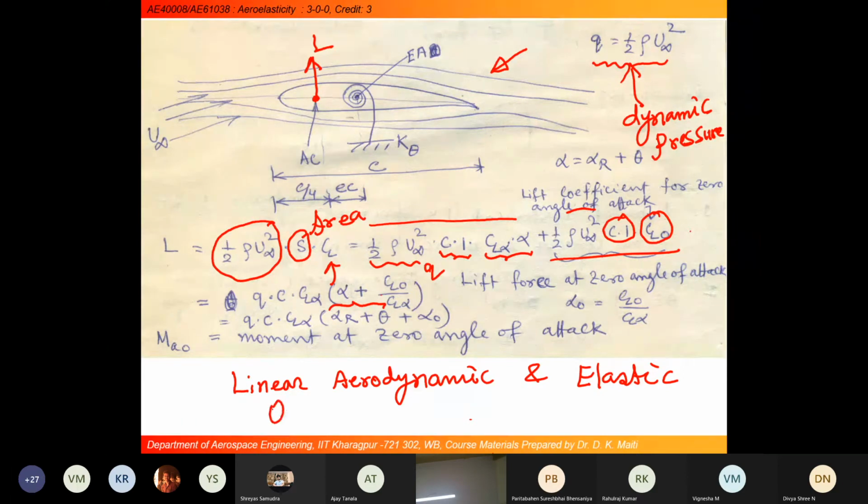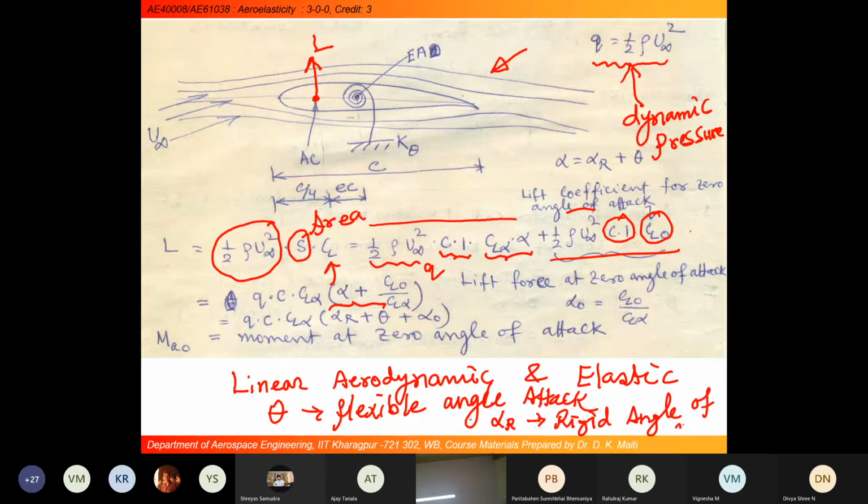This theta is basically the flexible angle of attack. And this alpha R is the rigid angle of attack. Alpha R I am considering as the rigid angle of attack. Okay. Sorry, actually this is theta.